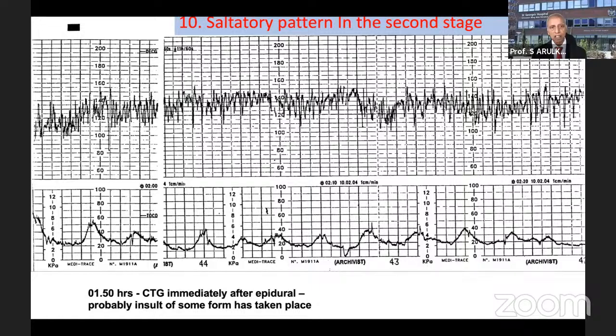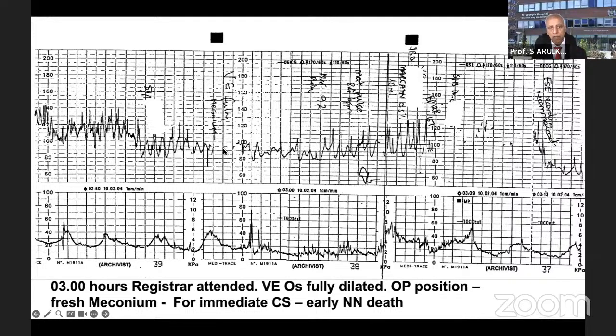This was the trace. This is a saltatory pattern, and usually with acute hypoxia resolving, it should become better in 10 minutes, maximum 25 minutes. And here we can see nearly 5 minutes, 15 minutes, 25 minutes, it doesn't change. So this can suddenly become worse. And as they observe, it is becoming bradycardic.